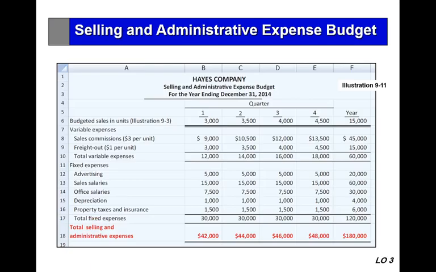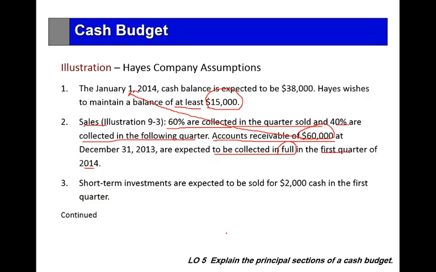Then our illustration says that 60% of total sales are collected in the quarter sold. In the same quarter in which we make the sales, 60% are collected. 40% will be collected in the following quarter. Which means that if we sell, for example, $20,000 in the first quarter, then we expect to collect 60% of this amount in the first quarter, and the remaining 40% will be collected in the second quarter.